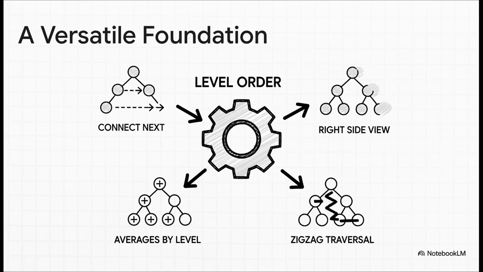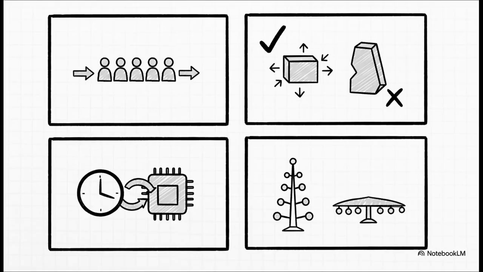You want to do a zigzag traversal? You got it. Find the right side view of a tree? Easy. Just grab the last node on each level. It's an incredibly powerful building block. So let's wrap this all up with your interview cheat sheet.